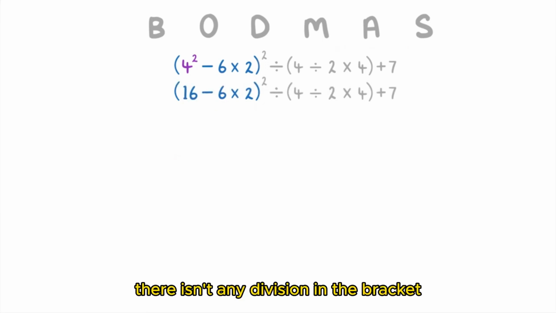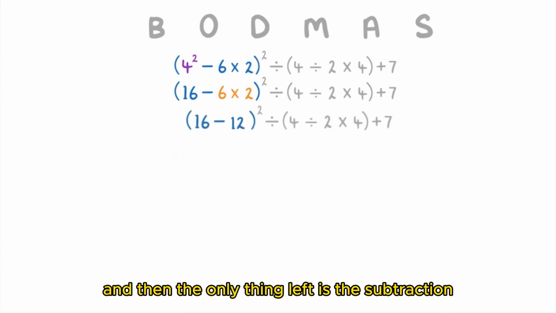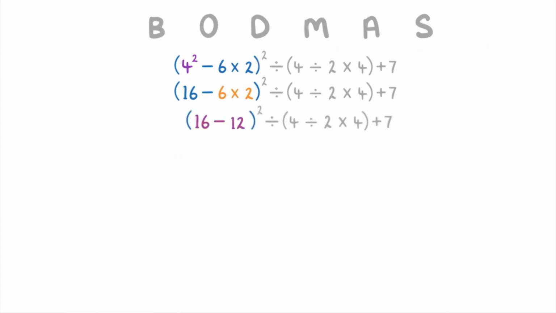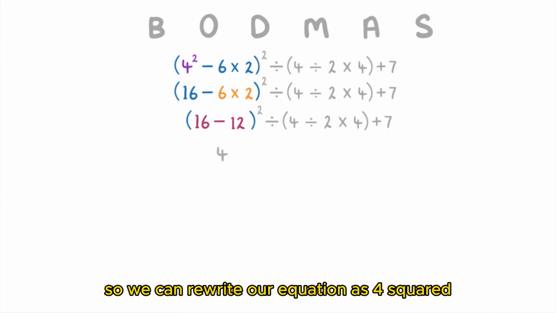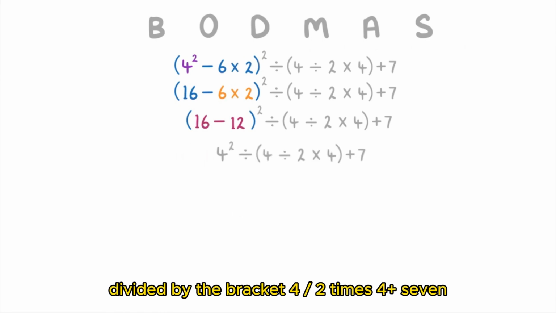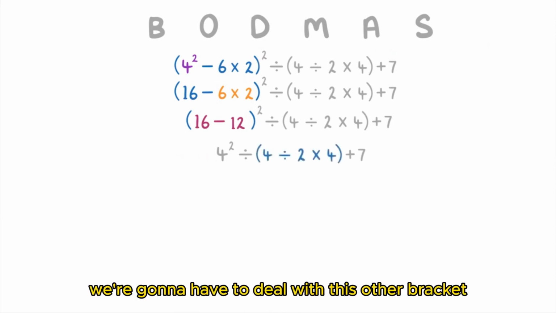There isn't any division in the bracket, so the next thing we do is multiplication. 6 times 2, which is 12. And then the only thing left is the subtraction. So 16 minus 12, which gives us 4. At this point, we've finished simplifying this first bracket. So we can rewrite our equation as 4 squared divided by the bracket 4 divided by 2 times 4 plus 7. And then next, we're going to deal with this other bracket.